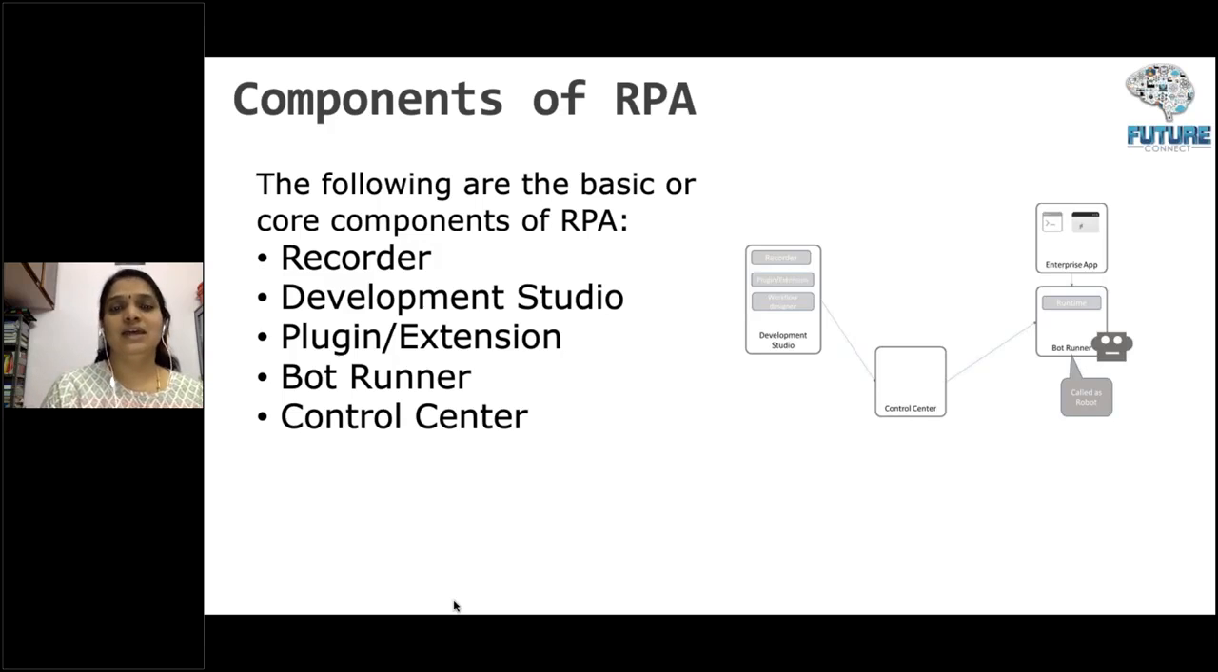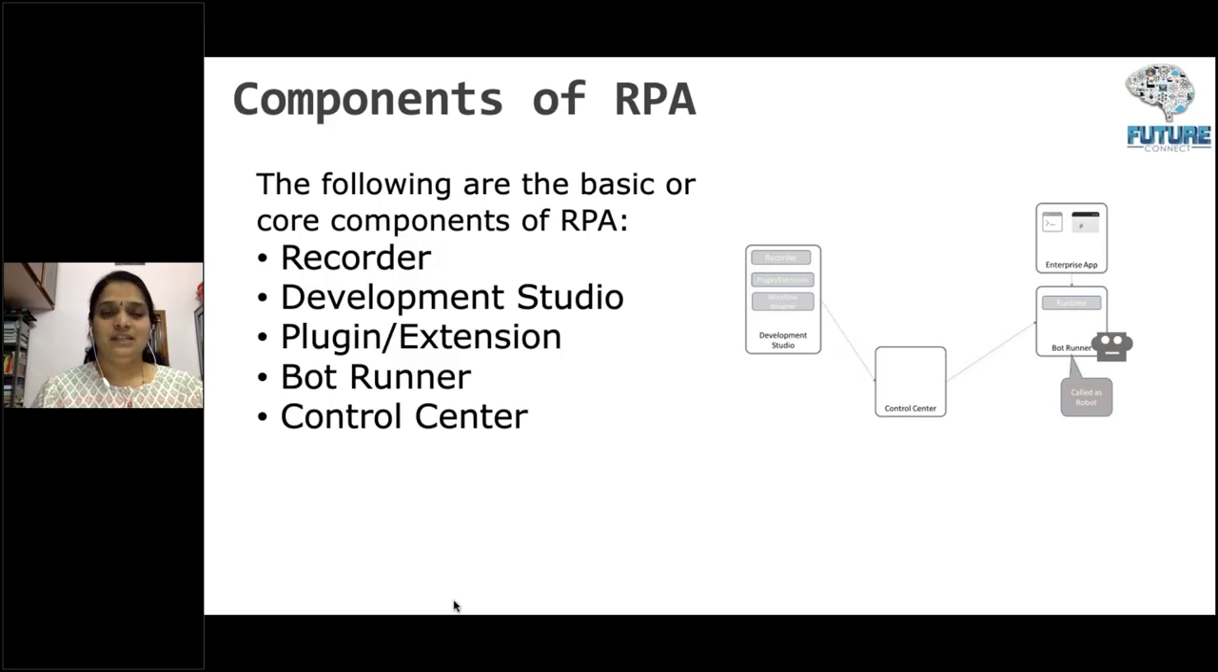So the recorder is there, which will help you to record the process that you are doing right from the beginning till the end of the process. So everything can be recorded with the help of the recorder. Then development studio is the place where you develop the sequence, right? Once you record it, you have to tell them which comes first, which comes next. So the step-by-step process is developed in the development studio.